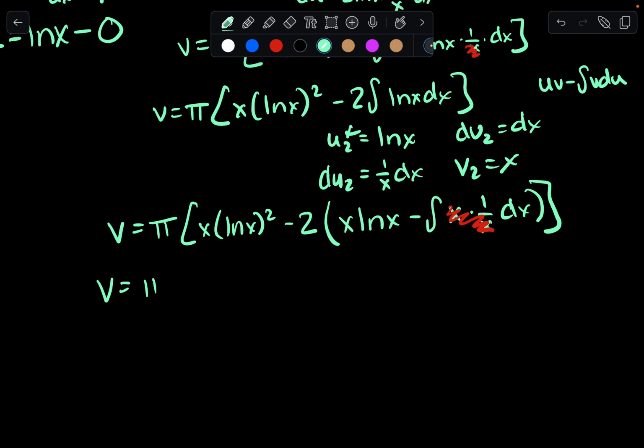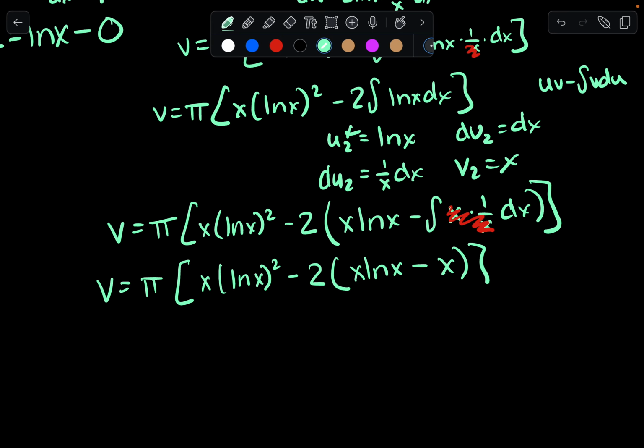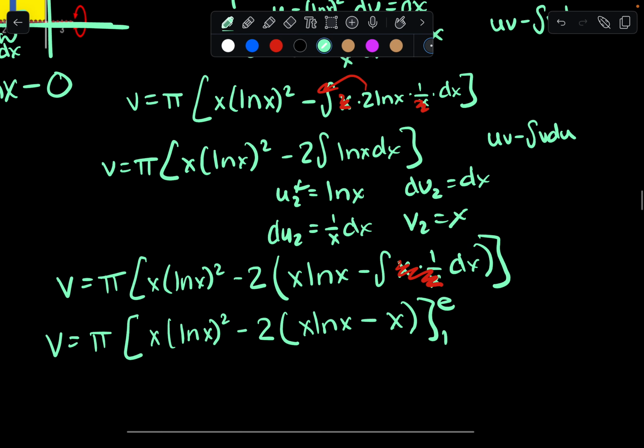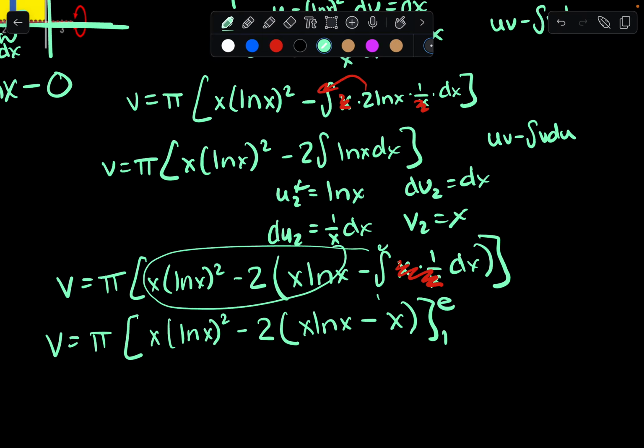So volume is equal to pi times x natural log of x squared minus 2 times x times natural log of x minus, when we integrate 1, we just get x. Close it off, we're integrating from 1 to e. So I purposefully kept my bounds off until I was done integrating everything, okay? That's okay, that's acceptable notation. I didn't even include them here because I knew that it would also affect the rest of this, so I just kept it all blank until I got to the very end when I was done integrating every single part.